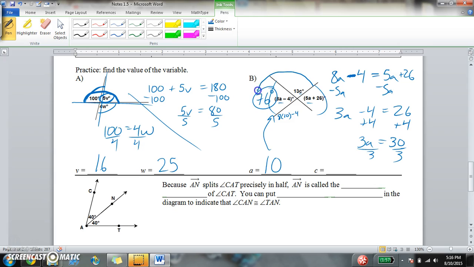Now I know what that angle is, so I can compare these two angles, this angle and this angle. I know that they make a straight line together, so I can say 76 degrees plus 13C would add up to 180. Solve your equation. So 180 minus 76 equals 104. So 104 equals 13C. Divide by 13, and you would get that C equals 8.